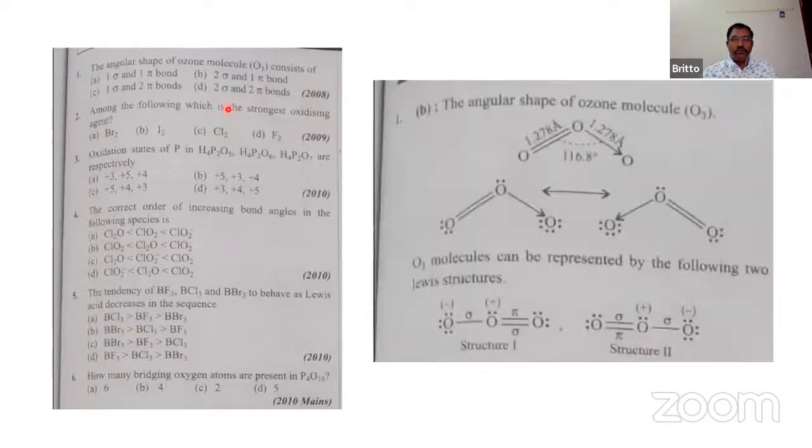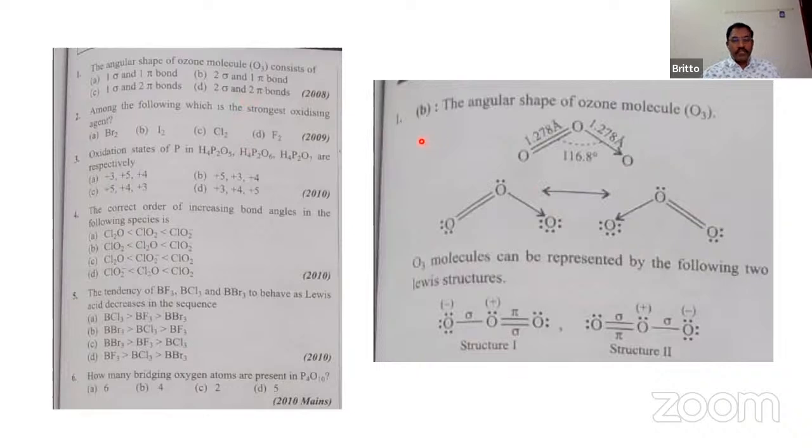If you look at the structure of ozone, O double bond O, basically it has two sigma bonds and one pi bond. Generally, with three atoms, there are minimum two sigma bonds. Remember, with 3 atoms, between the atoms we need a minimum of one sigma bond with each atom, and then the other one will be the pi bond. So it has two sigma bonds and one pi bond, that is the option.